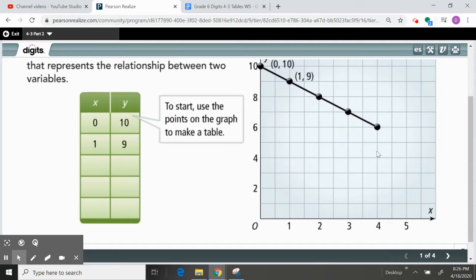Then 4, what? So hopefully you figured out that it's 2 and what the corresponding y value is, and 3 and what the corresponding y value is, and 4 and what the corresponding y value is. So let's take a look and see if you figure that out.